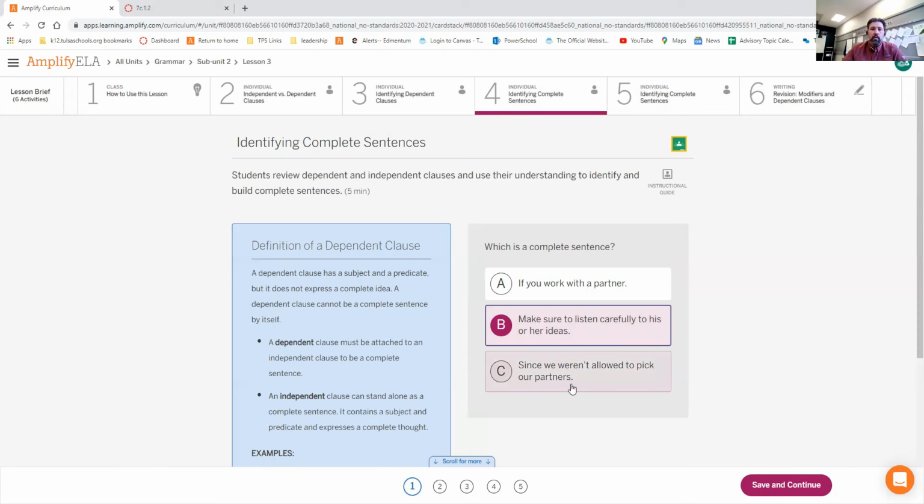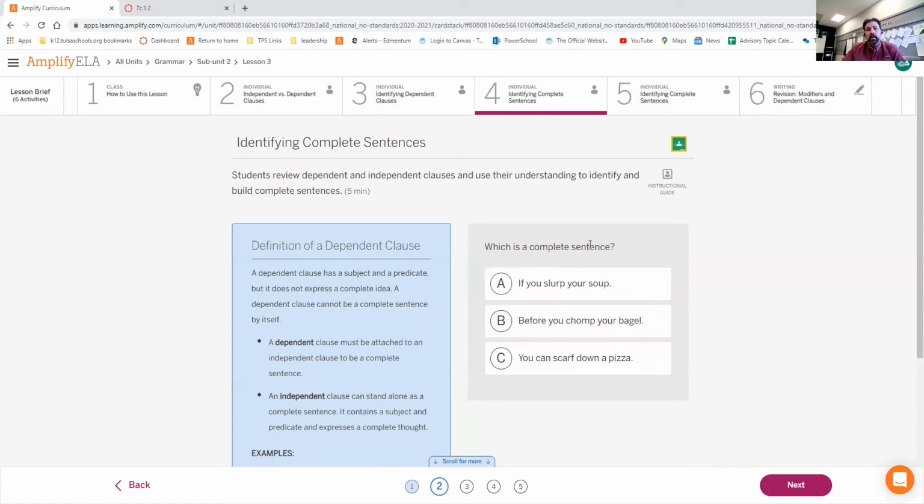Since we aren't allowed to pick our partners, yeah, what about it? I need to have more information. It says since. If it just said we weren't allowed, that would have been fine. But because it says since, now I have something that it's depending upon.